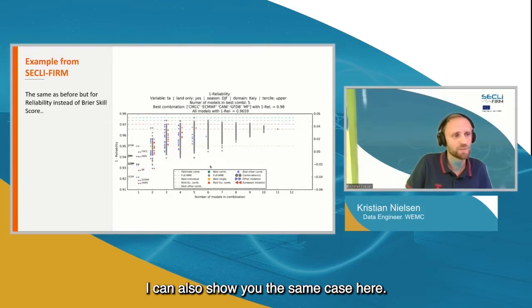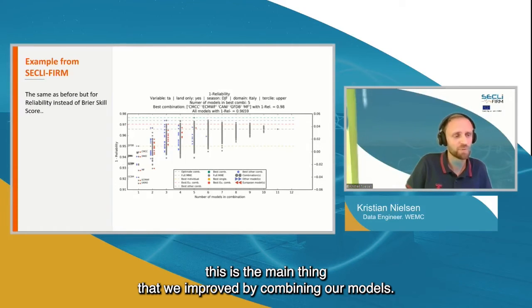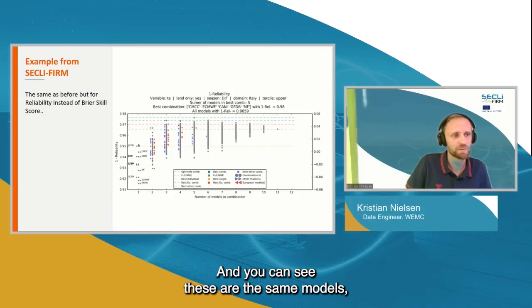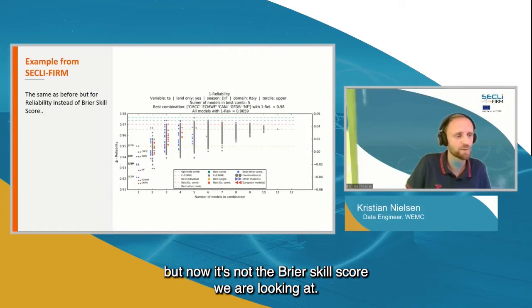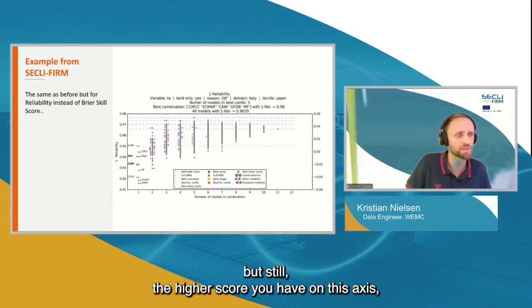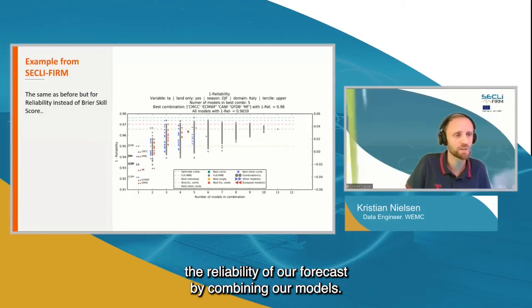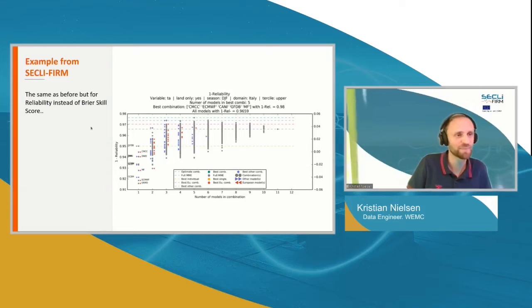I can also show you the same case here, just for reliability. As I mentioned before, this is the main thing that we improve by combining our models. And you can see these are the same models, the same case as before, but now it's not Brier skill score we're looking at. We're actually looking at reliability, or 1 minus reliability here, but still the higher score you have on this axis, the better you're performing. And we can see again that we improve the reliability of our forecast by combining our models.